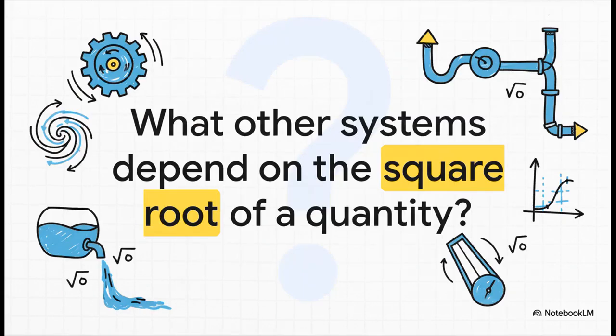So that just leaves us with one final thought. This type of relationship, where the rate of change depends on the square root of the quantity itself, it's not just some random math thing. It pops up in other places in physics. Think about water draining from a tank, which is described by Torricelli's law. What other systems can you think of where the same kind of physics might be at play?